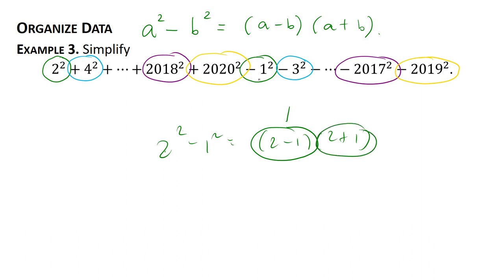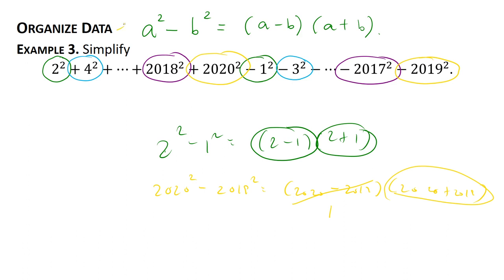And the same is true for all the other pairs. Kahit gaano pa siya kalaki. Look at this pair. 2020, 2019. Gawin natin. 2020 minus 2019 squared. Yan ay magiging 2020 minus 2019 times 2020 plus 2019. Edi ano na lang ito? Ito again ay 1 lang. So, ito na lang yung paproblemahin natin.